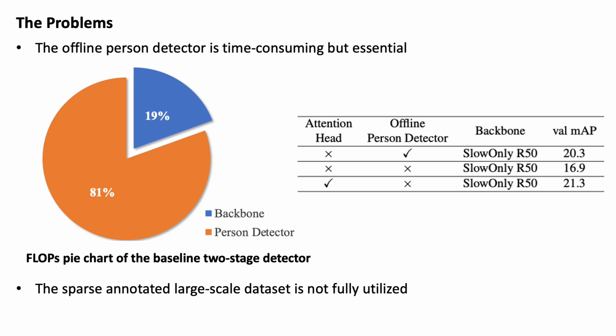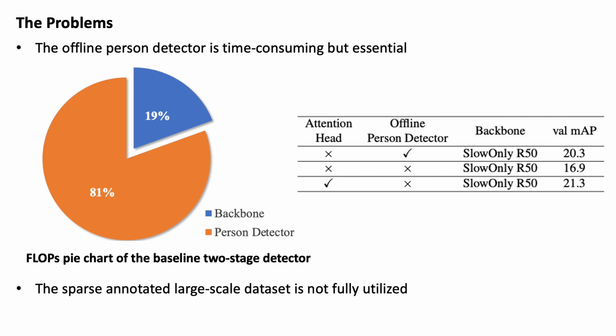However, there are several problems in former works. Firstly, the offline person detector is time-consuming but essential. We find that the offline person detector occupies over 80% of the computation. Hence, the heavy offline person detector impedes real-world applications of spatial-temporal action detection.